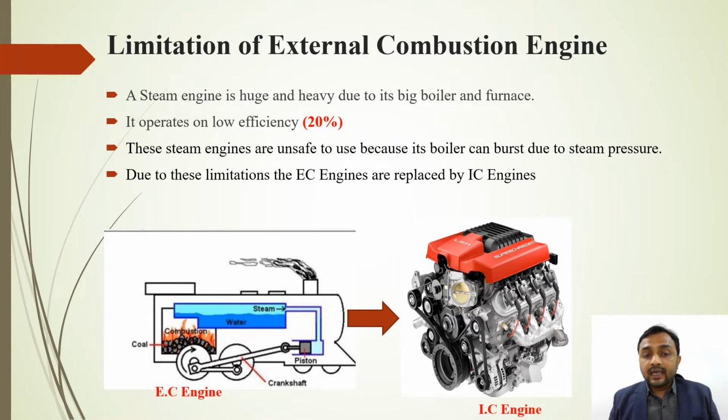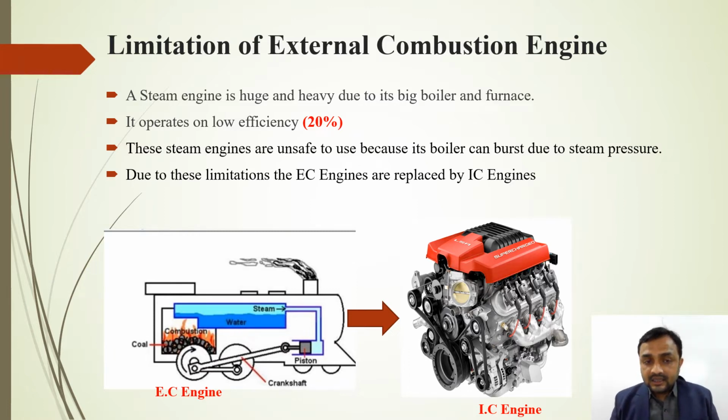Next slide. What are the limitations of the external combustion engine? First, a steam engine, which is an example of an external combustion engine, is a heavy engine due to the presence of the boiler and furnace. Next point, it operates at low efficiency. The external combustion engine has a low efficiency, only up to 20%.